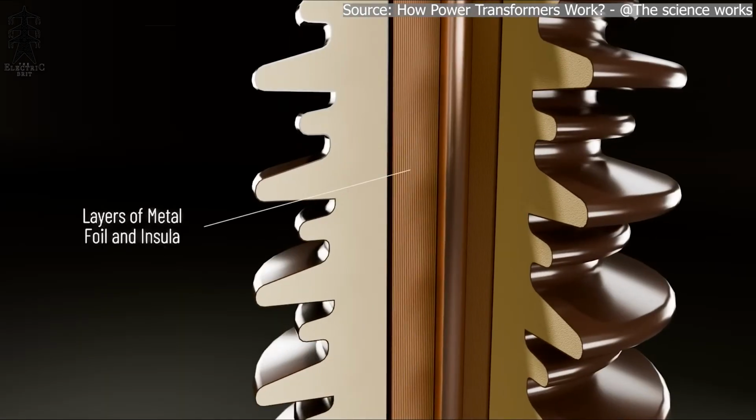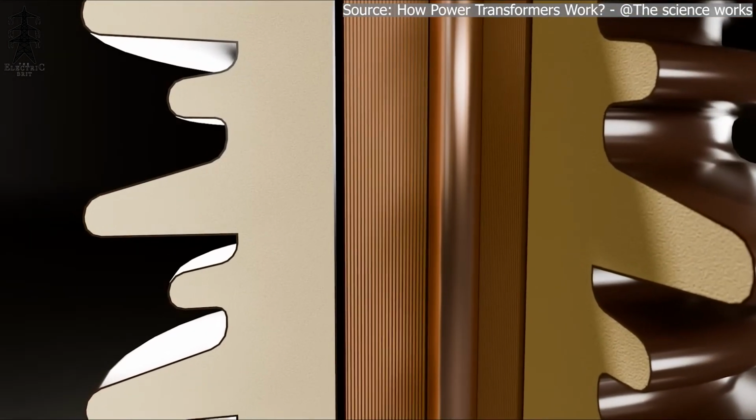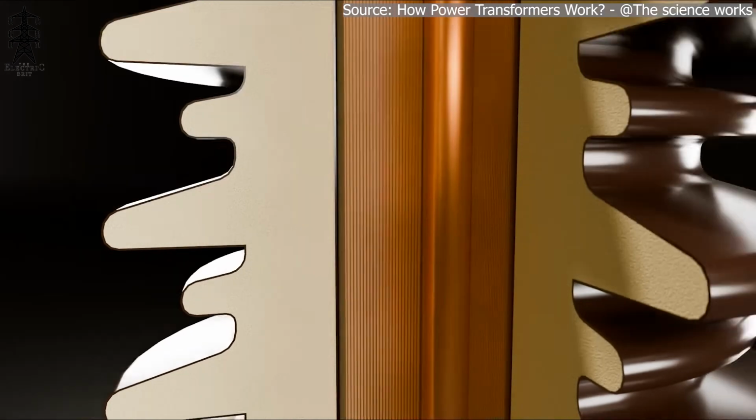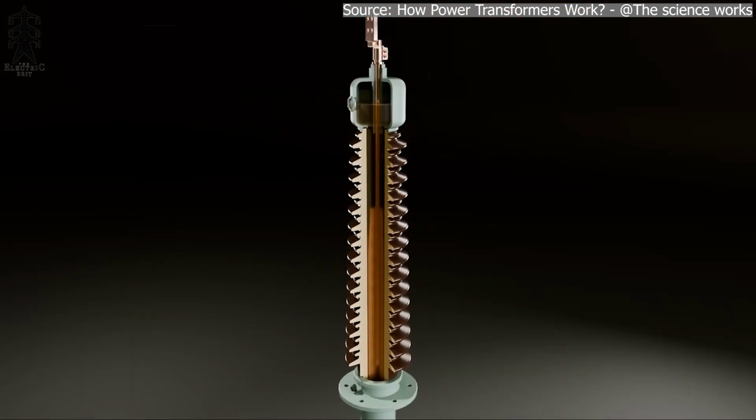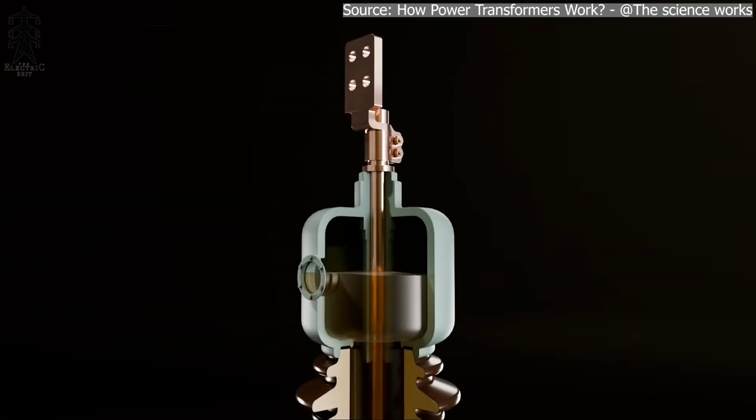Bushings are sometimes mounted directly to the top of the transformer, but when more clearance is needed, like in a 400 kV transformer, they're sometimes mounted to a turret, which lets them be angled or separated further.